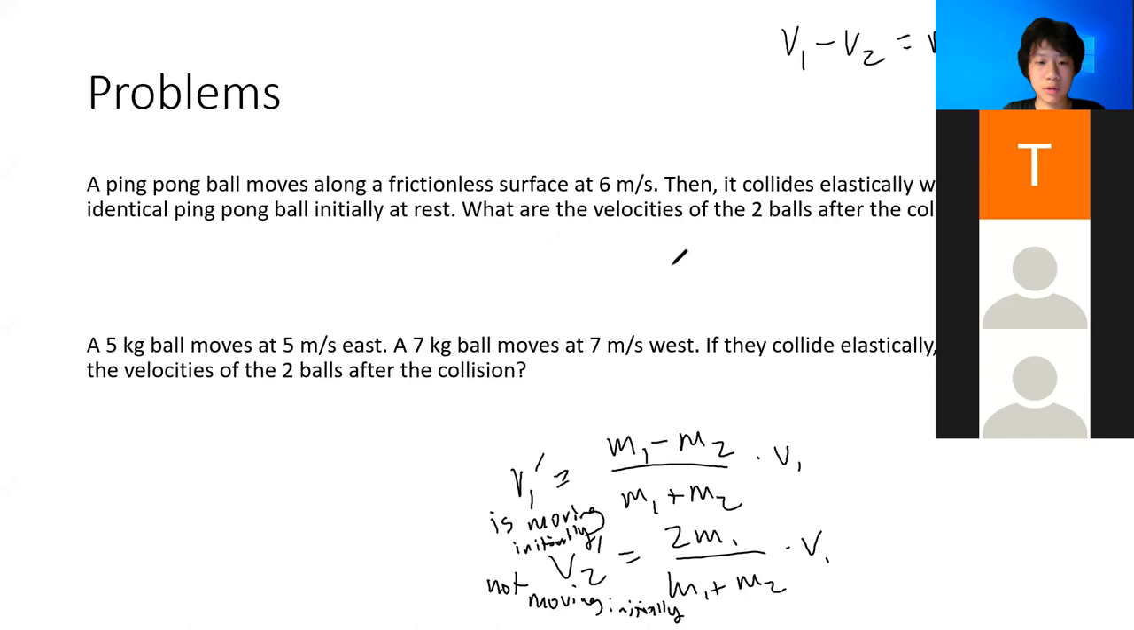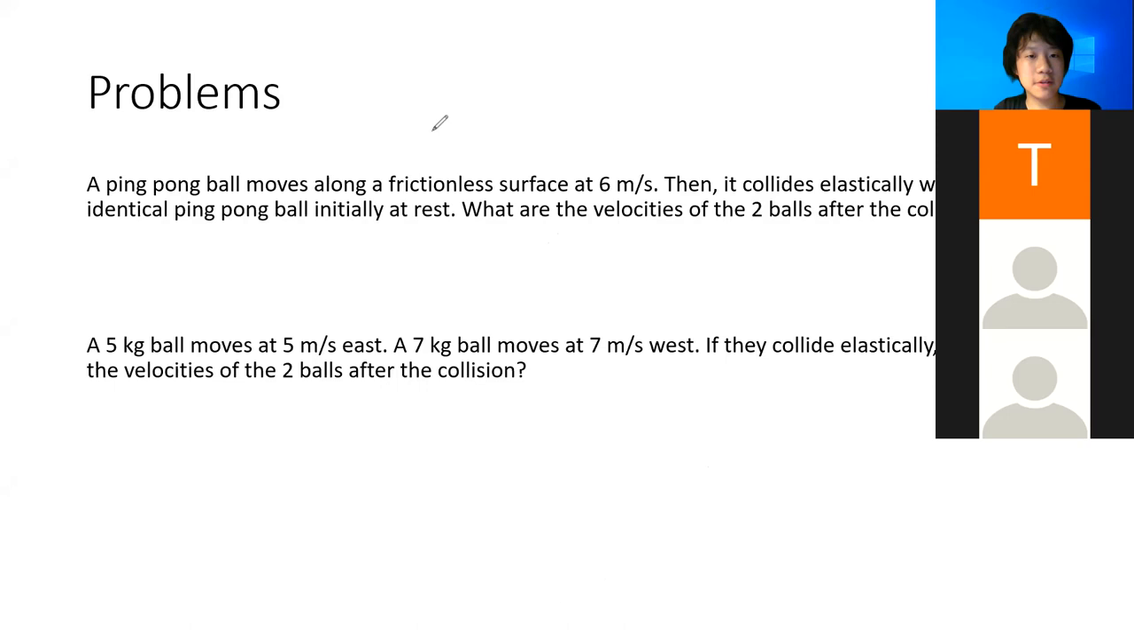All right, so I'm going to explain these two problems now. The first problem is a ping pong ball moves along a frictionless surface at 6 meters a second, then it collides elastically with an identical ping pong ball initially at rest. What are the velocities after the collision? Well, let's first draw a diagram to help us. So this is the initial position.